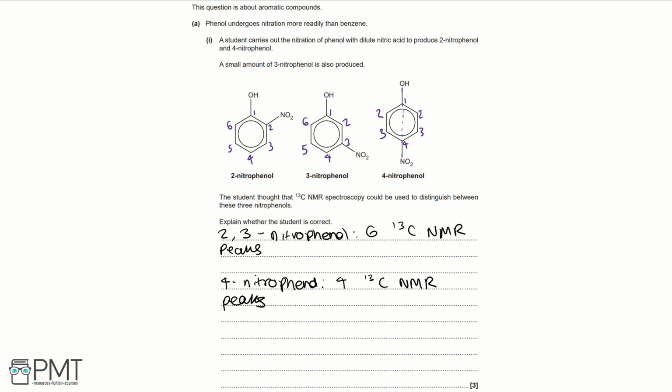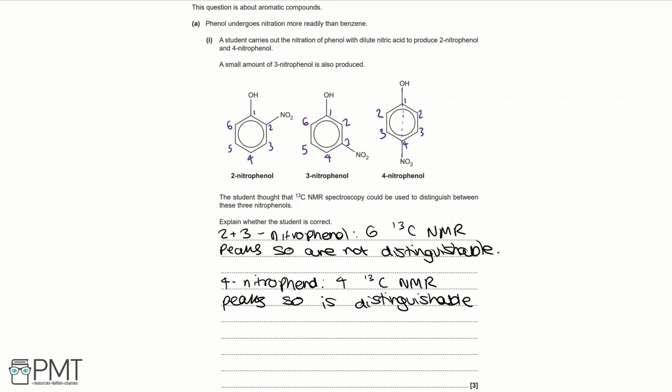Then we need to link back to the question and say which one is distinguishable. We can identify which one's distinguishable by just writing a little sentence at the end of how many peaks are in which compound. So we can say that 4-nitrophenol is distinguishable and 2 and 3-nitrophenol are not distinguishable.